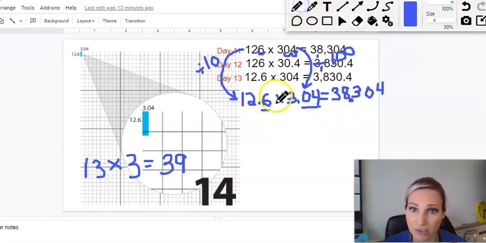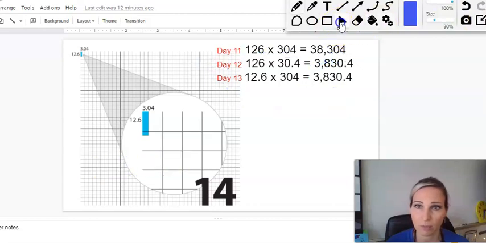And another handy trick is to look at how many numbers. This is 1 number behind the decimal, and this is 2, and altogether that would be 3 numbers behind the decimal. So that's another handy trick. All right, I'm gonna erase this, and then we have just one more marker. That's today's marker to go over.